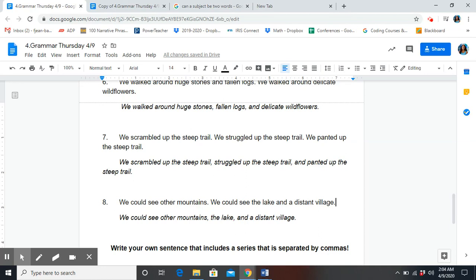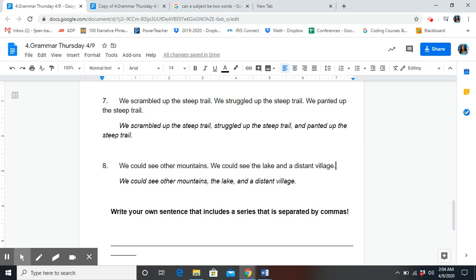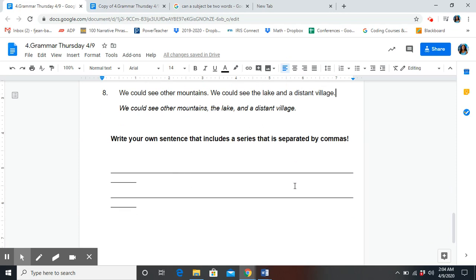Again, if you need any clarification or need any help, make sure you're reaching out to your teachers. Lastly, write your own sentence that includes a series that is separated by commas. Once you've created your own sentence and used the strategies that we talked about in today's lesson, head over to your exit ticket in Google Classroom and complete it.